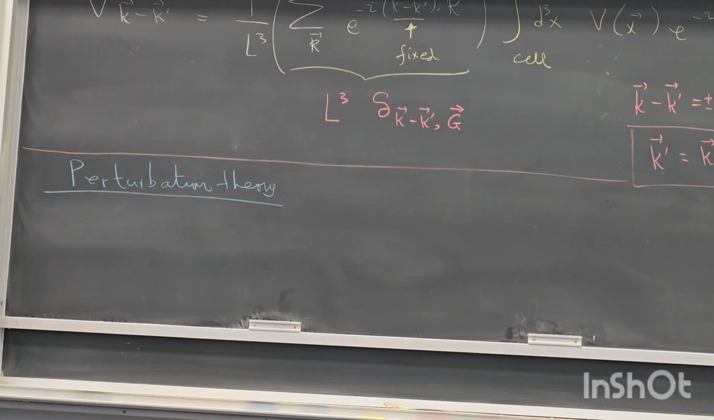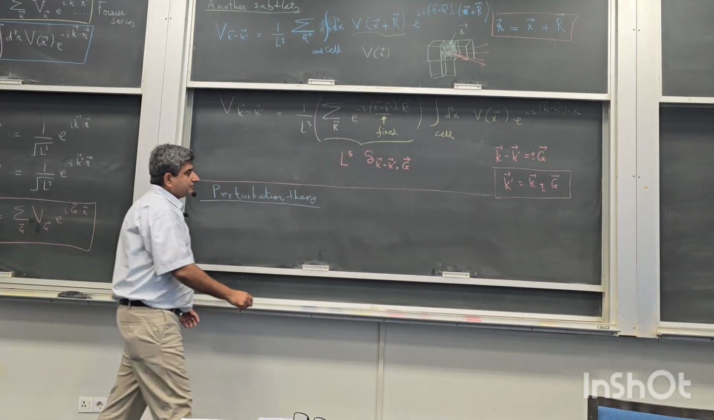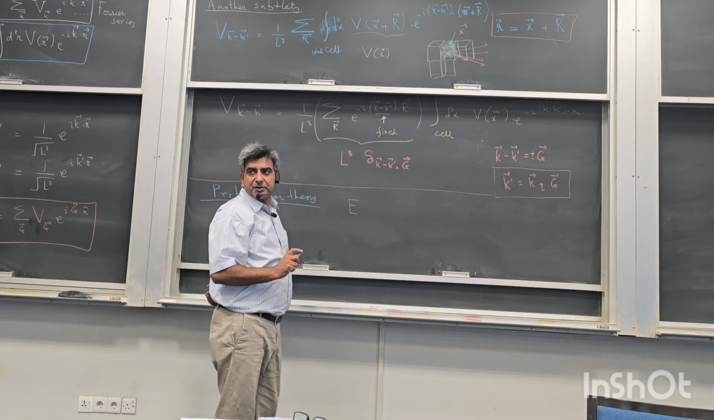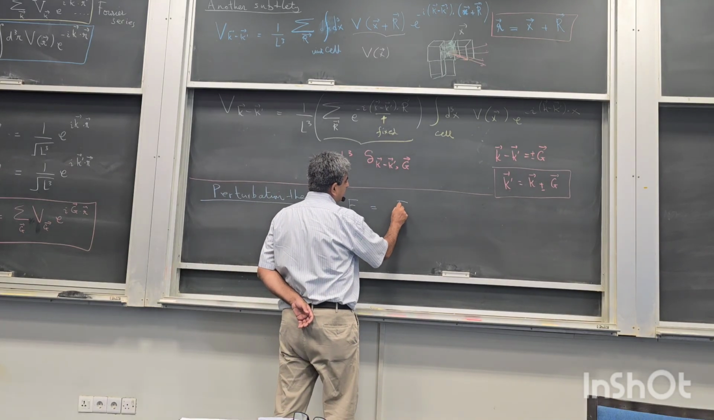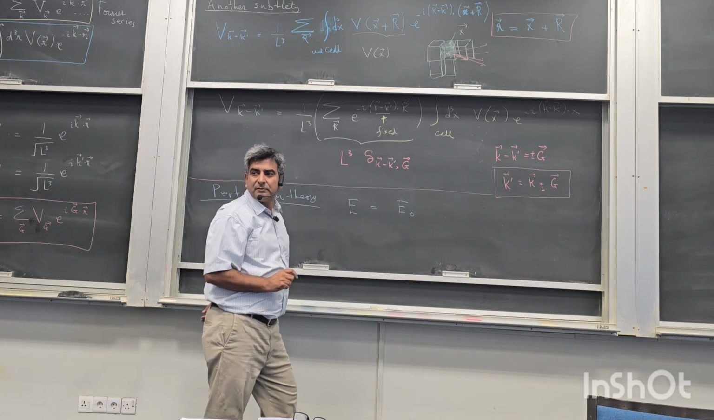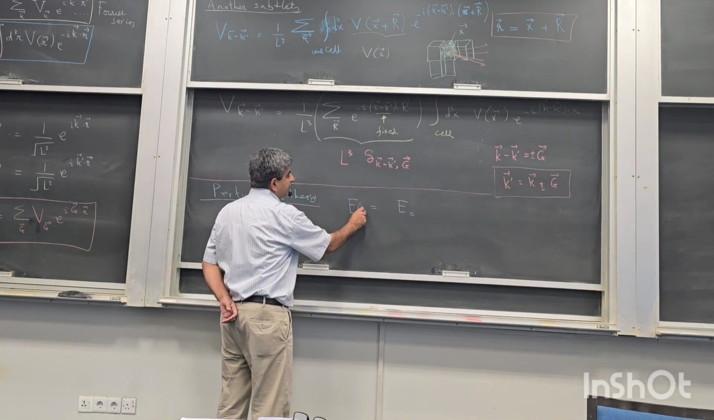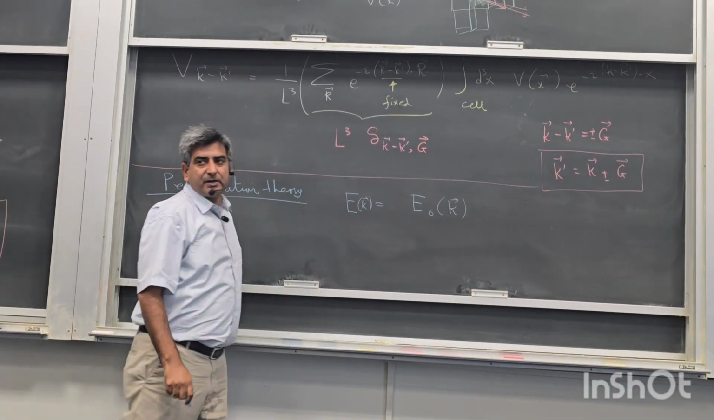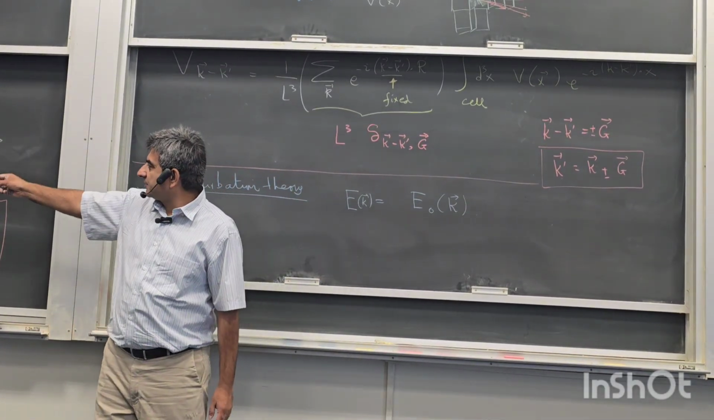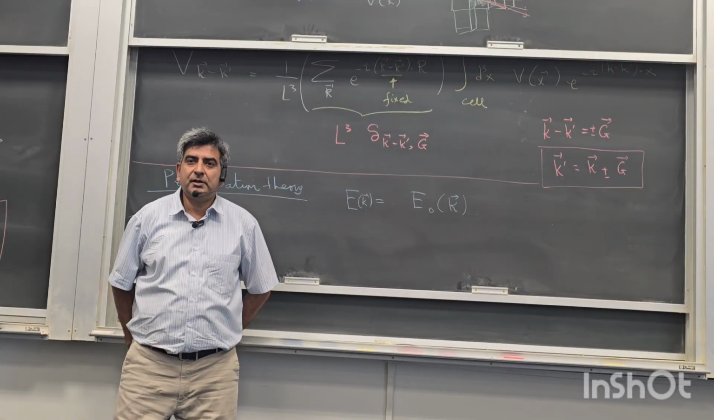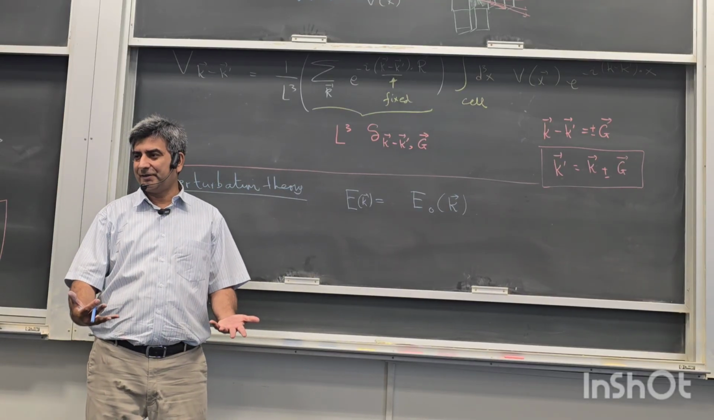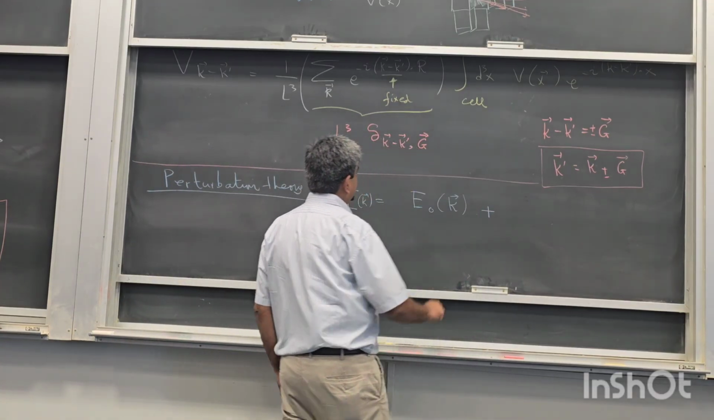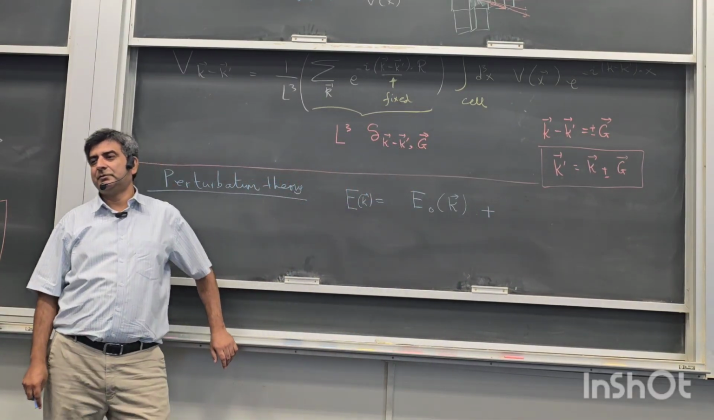Time independent perturbation theory. So the energy in the presence of a periodic potential is the unperturbed energy, let's call it E naught. Energy of course depends upon k. That's what the dispersion relationship means. So unperturbed energy E naught, which is just the parabolic function, plus extra terms.